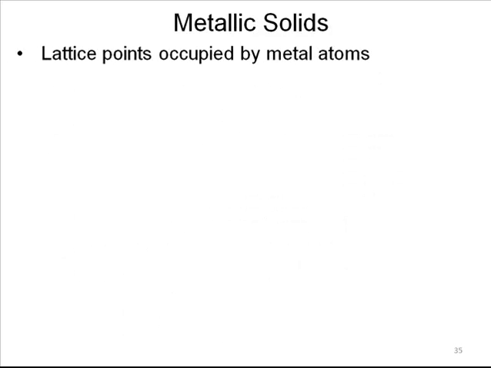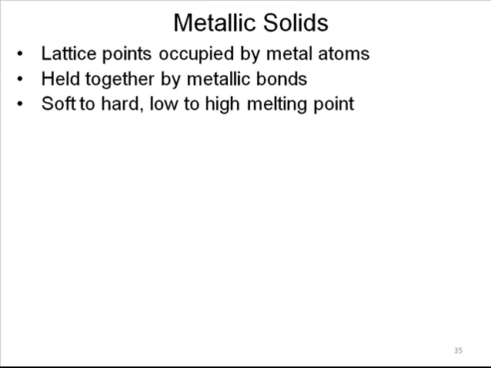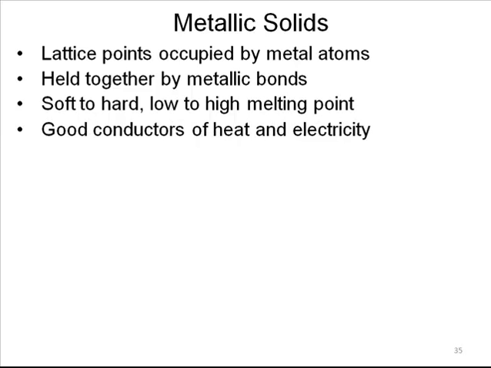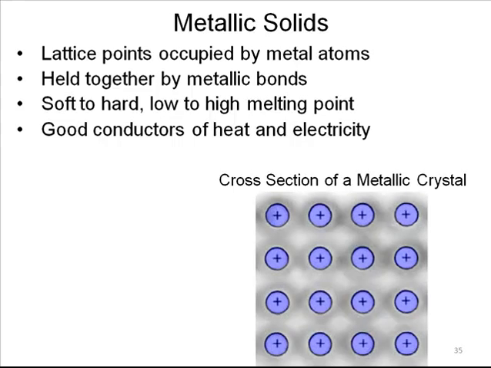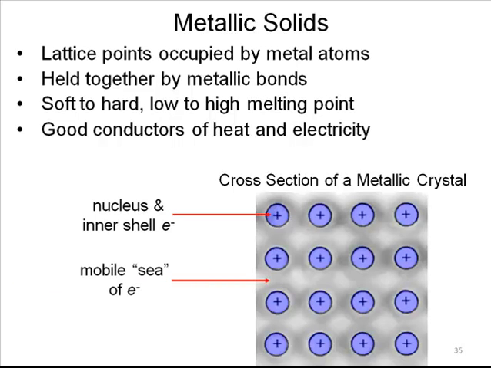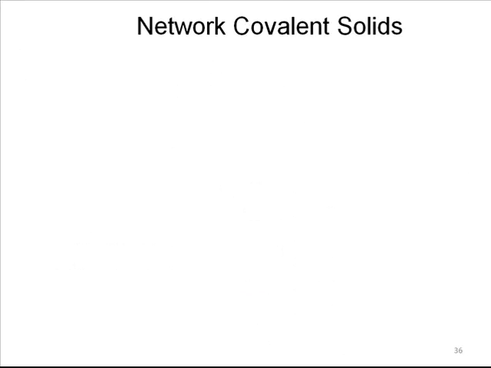Metallic solids. The lattice points are occupied by metal atoms. They're held together by metal bonds, soft to hard, low to high melting point. So some are softer on the left side of the periodic table, harder on the right side of the periodic table. They're good conductors of heat and electricity because those electrons flow freely. Here's a metallic crystal. The nucleus and the inner shell electrons are there as positive. The mobile sea of electrons is outside of that nucleus. And that's the electron sea model.